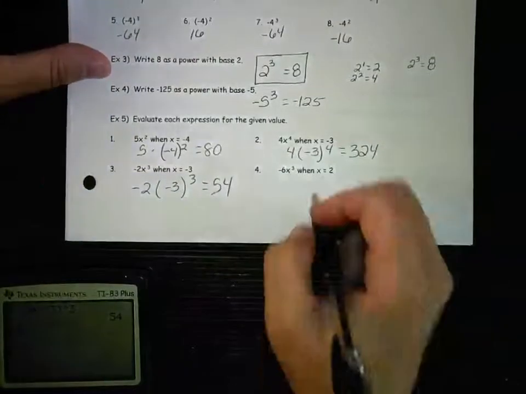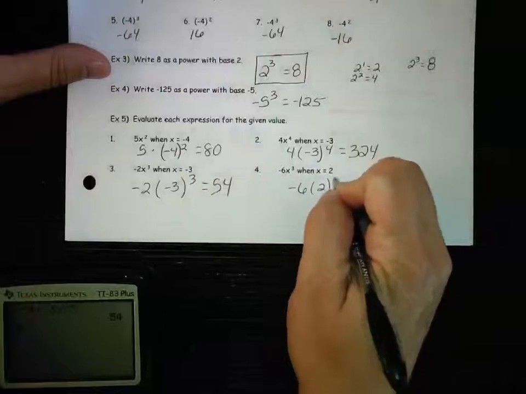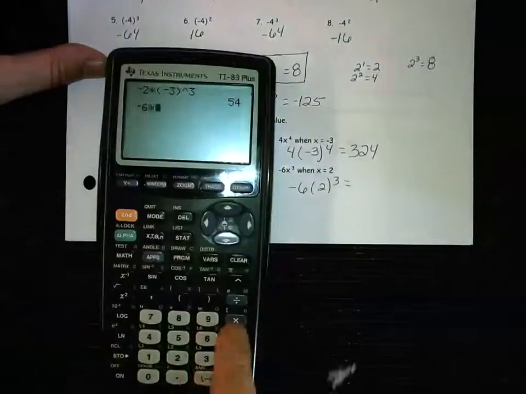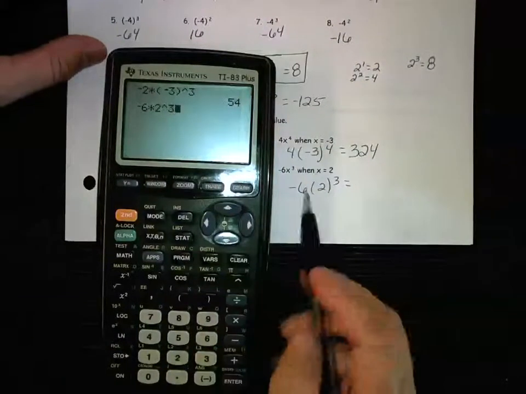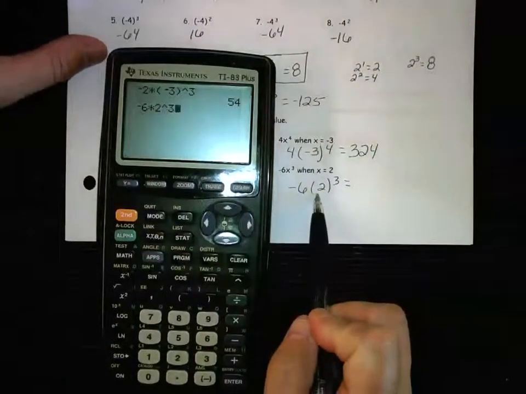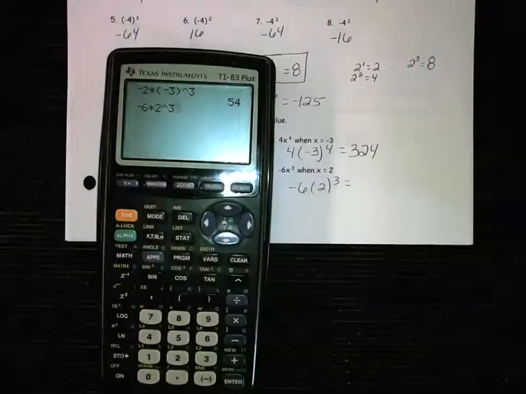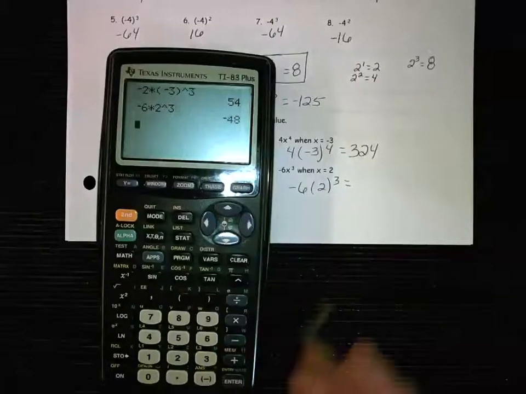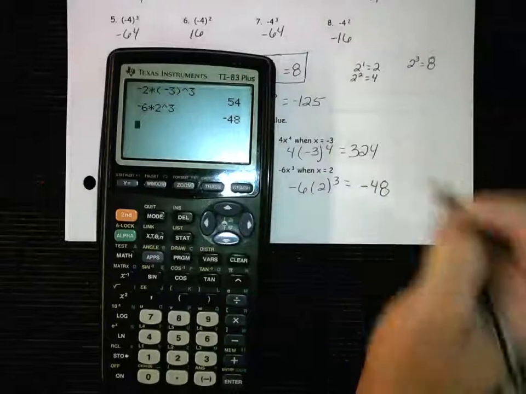And the last one, negative 6 times 2 to the 3rd. You'll notice I didn't put this one in parentheses when I put it in my calculator. Doesn't matter with the positive ones. If you did the parentheses, that's fine. If you didn't, that's fine also. And this becomes a negative 48.